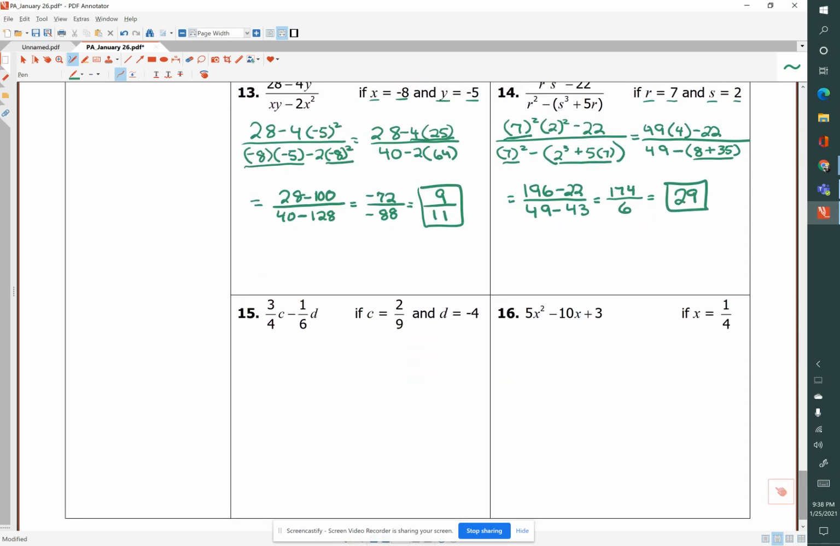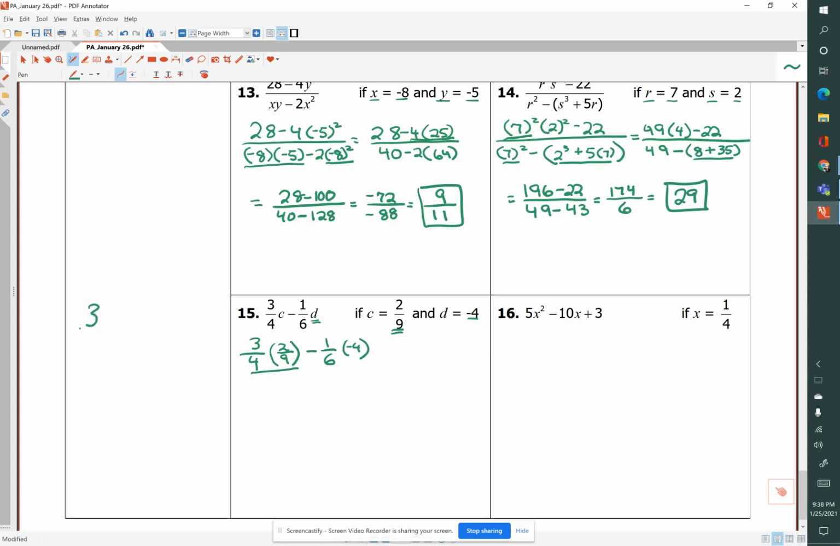Our last two problems. 3/4 times C, which is 2/9, minus 1/6 times D, which is -4. So we'll substitute first. 3/4 times 2/9 minus 1/6 times -4. Okay, first thing we need to work with is this 3/4 times 2/9.